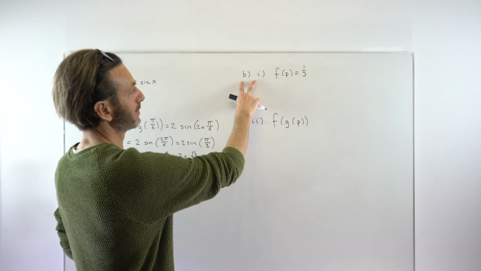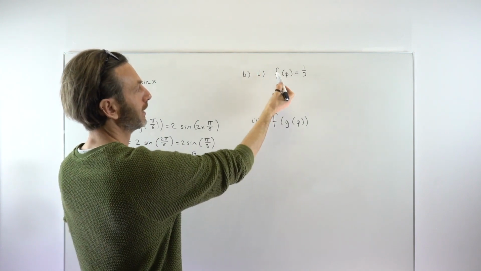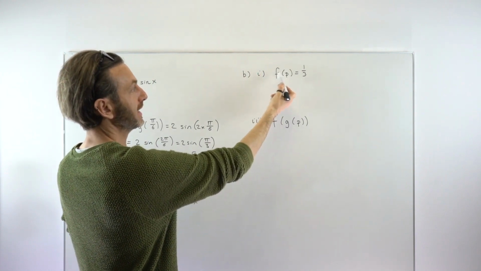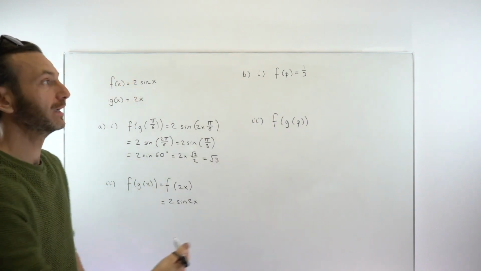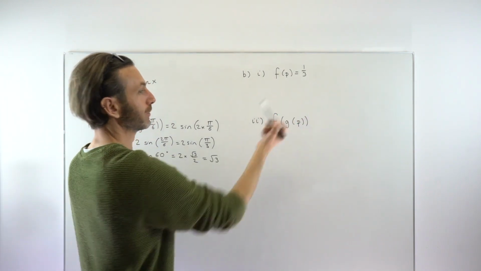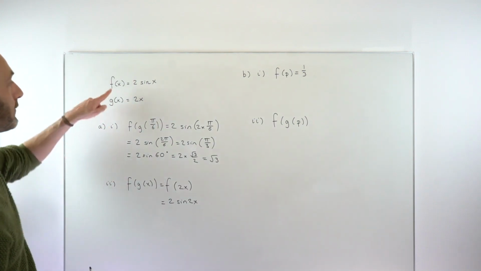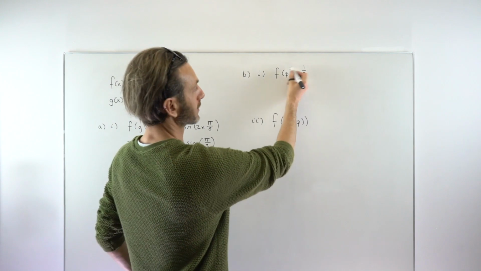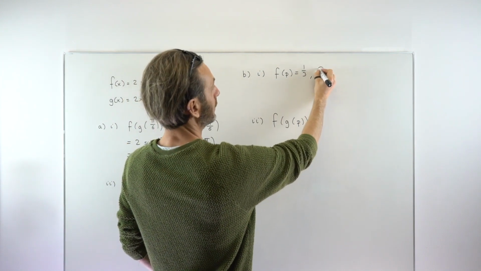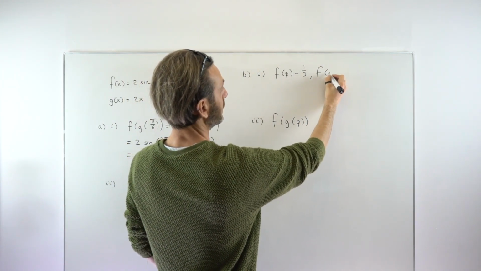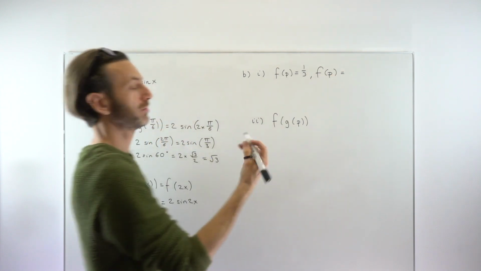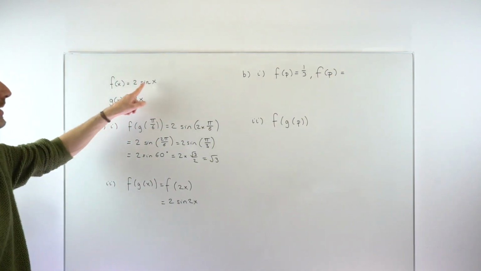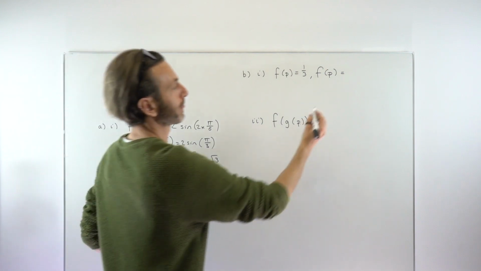And then in part B, part 1, we're told that if you put some value p into the f function, so f of p, the answer to that, if you like, the output value would be 1/3. But f of p would just be 2 sine p. So that's what they're telling us as a result. But f of p would literally be just taking p and replacing the x with p. So 2 sine p.